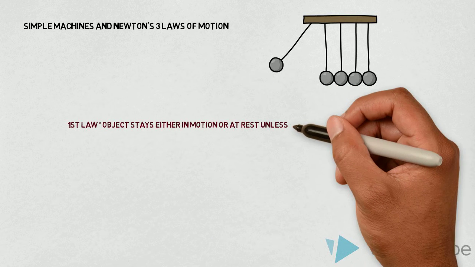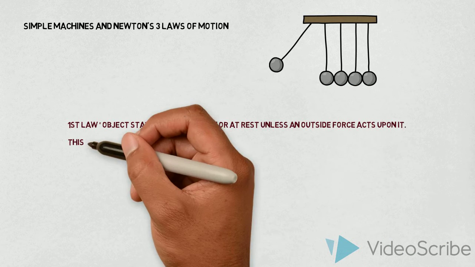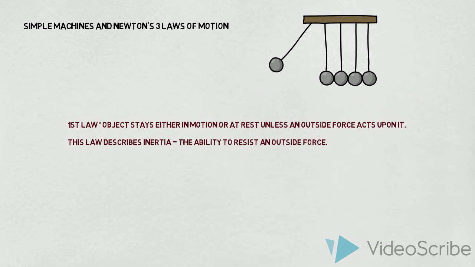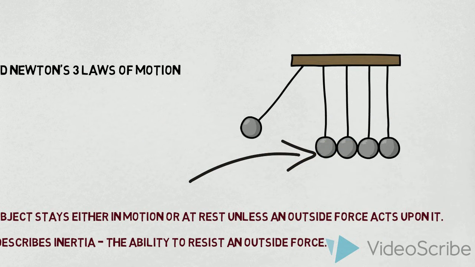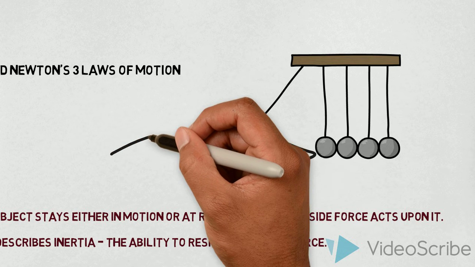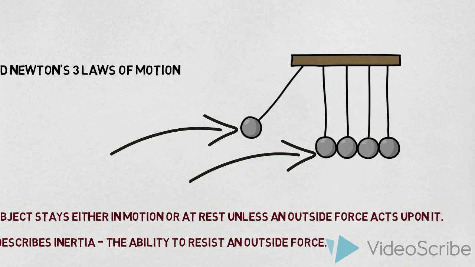So the first law states that any object, whether it's at rest or in motion, will stay that way until an outside force acts upon it. So the second pendulum here will stay resting until this one here, the one that's moving, goes out and hits it.